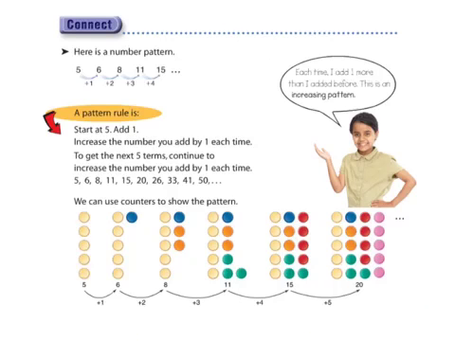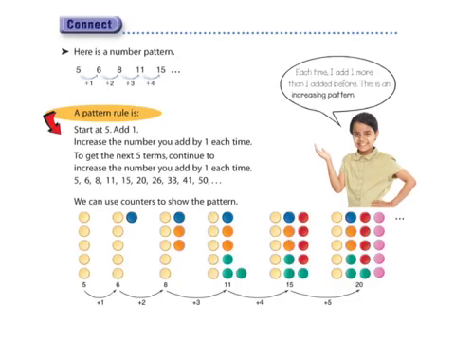Let's assume this is our pattern. We have 5 to 6, 6 to 8, 8 to 11, 11 to 15, and so on. So we're going plus 1, plus 2, plus 3, plus 4, and it's that repeated pattern, repeatedly increasing pattern. We call this an increasing pattern because it's getting bigger. And each time we're adding one more than before.